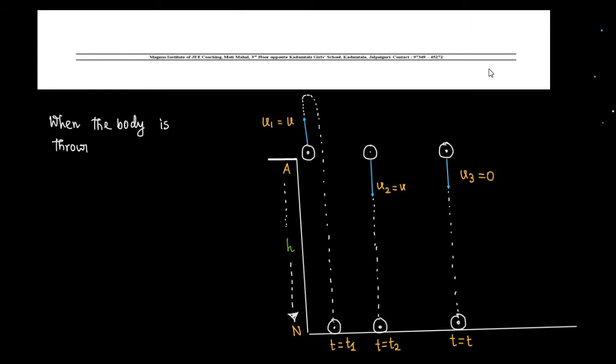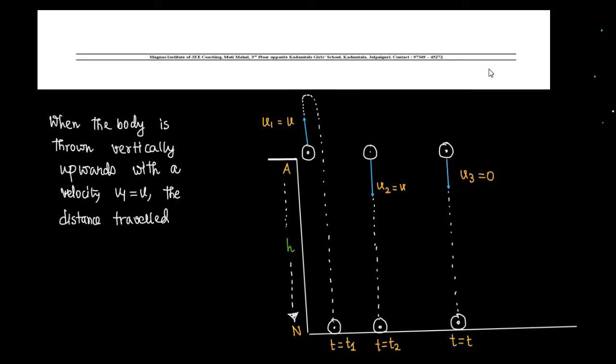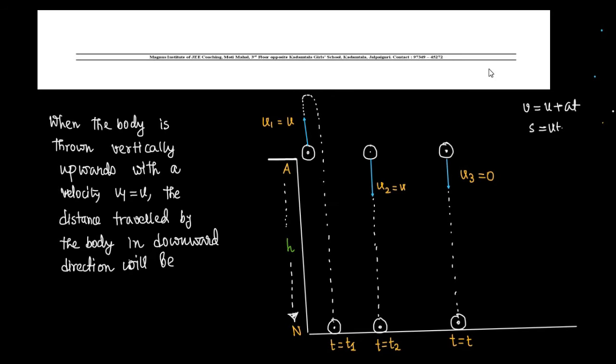When the body is thrown vertically upwards with a velocity u1 equal u, in that case the distance traveled by the body in downward direction will be small h, that will be the height of the tower. Which equation do we have to use?